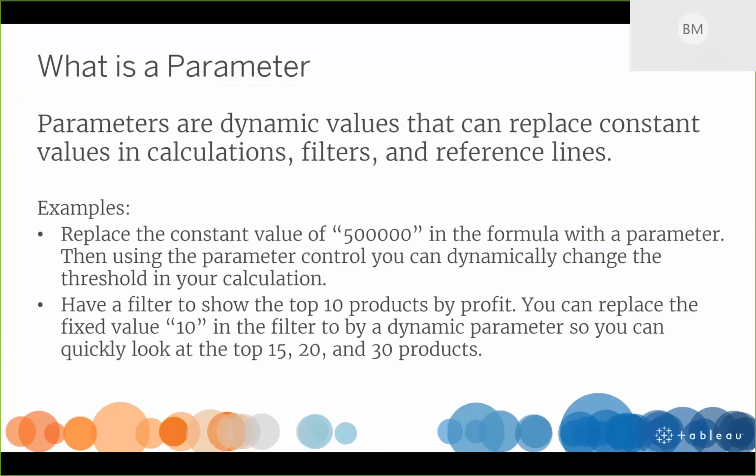So an example of this would be, I can create a parameter that says quota, and I can put in a static value, say of 500,000, and then I could use that in a calculation to see what sales reps have exceeded or haven't reached quota. And then I can also expose that parameter control and allow the end user to input values to do what if type scenarios. Another great use case is showing the top 10 products. So instead of having something hard coded with the top 10, you could replace that fixed value with some dynamic parameter so that the end user can put in, hey, I'd like to see the top 20 or I'd like to see the top 30 products.